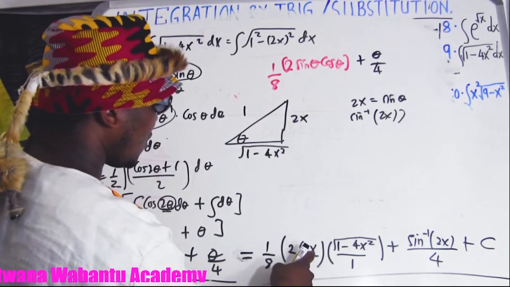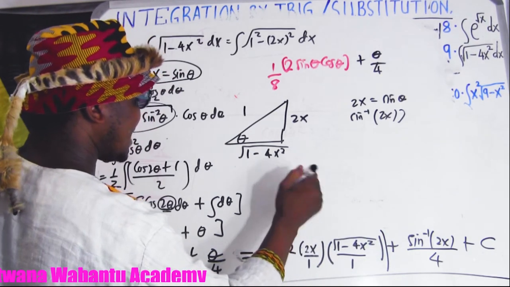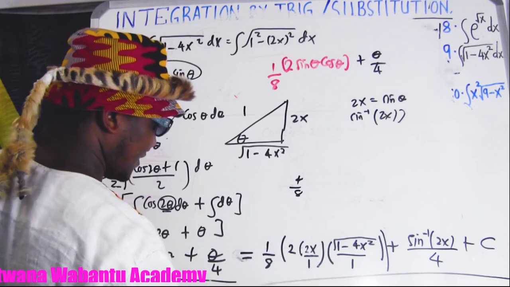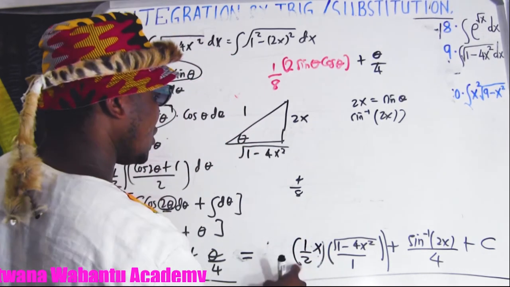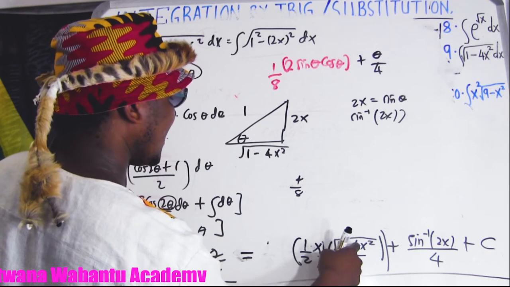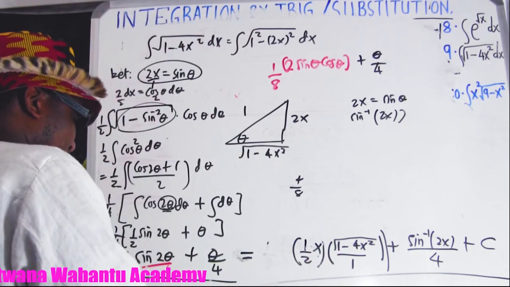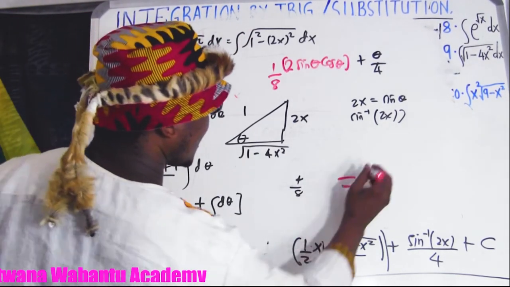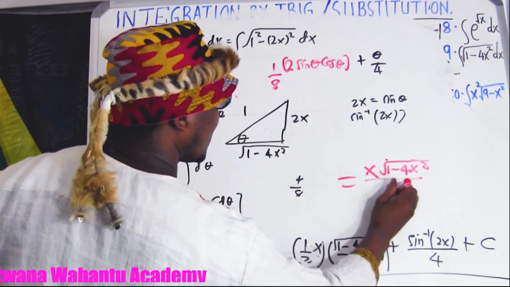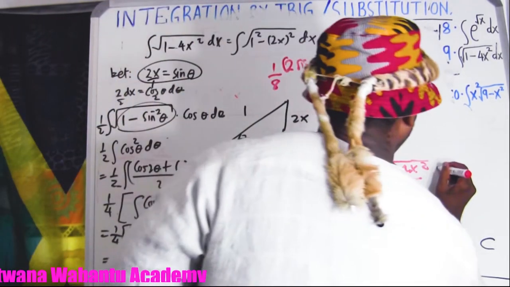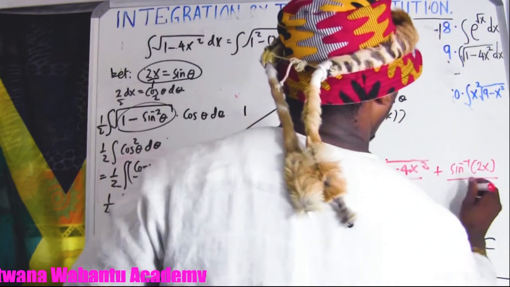That's all. 2 times 2x times 1 over 8 equal to 4x over 8, which is half x. Okay, half x. So all this stuff is going to be half x, or you can say x times the square root over 2. You can leave it like that. If you don't want, you can write it like this. So it's an option. Or you can say finally x square root of 1 minus 4x squared over 2 plus sine inverse of 2x, but all of this here over 4.